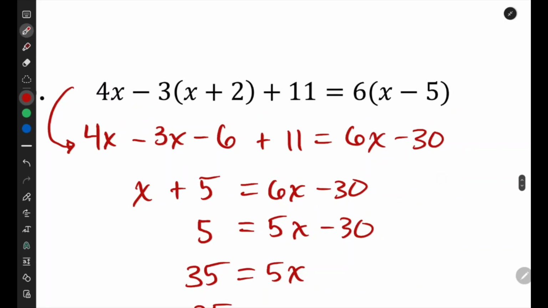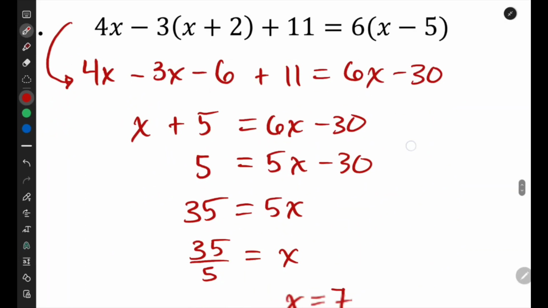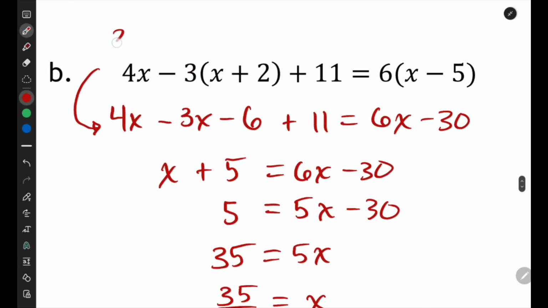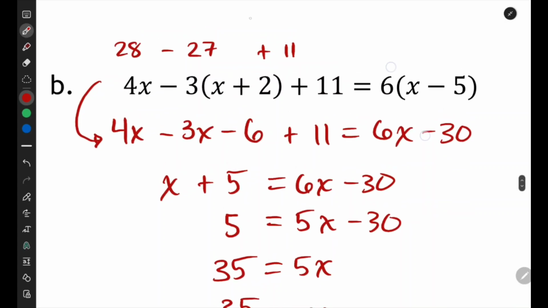If I come back up and I place 7 into that as a check, 4 times, what did I get? 7? 4 times 7 is 28. And then 7 plus 2 is 9. And then minus 3, that 3 times 9 is 27. So I've got 28 minus 27 and then plus the number 11, which looks like 28 minus 27 is 1, plus 11 is 12. So the left-hand side is 12.